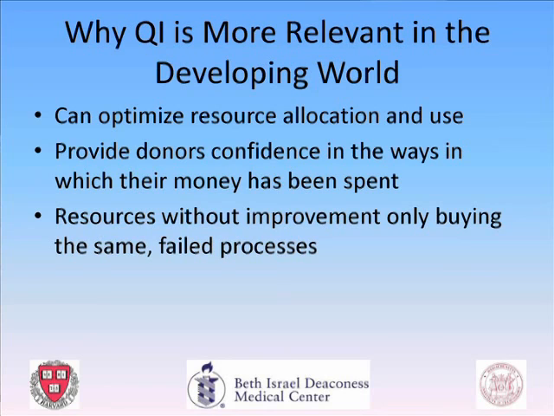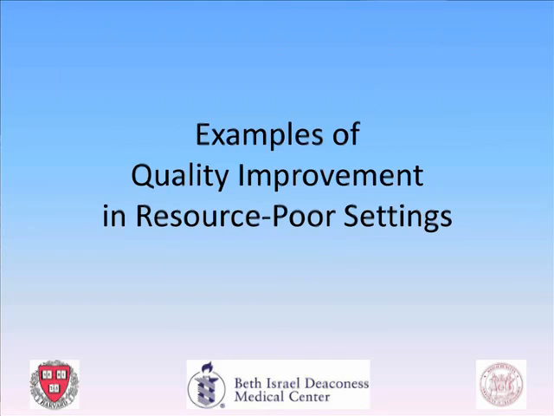I would argue to you that quality improvement is even more relevant in the developing world, because with quality improvement, you could optimize resource allocation and use. You could also provide donors the confidence in the ways in which their money is being spent. And you could argue that resources without improvement is only buying the same failed processes.